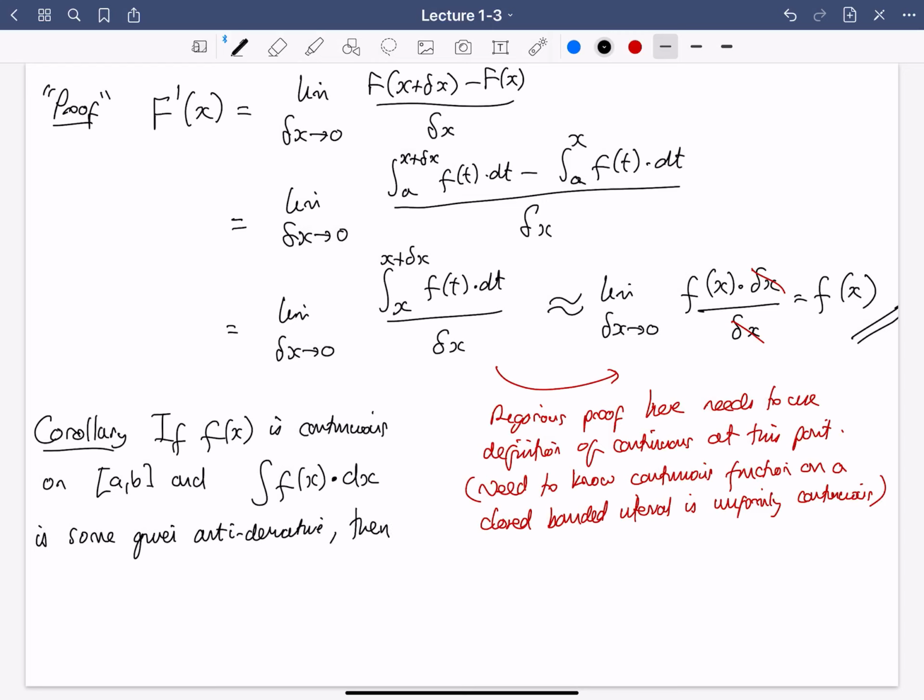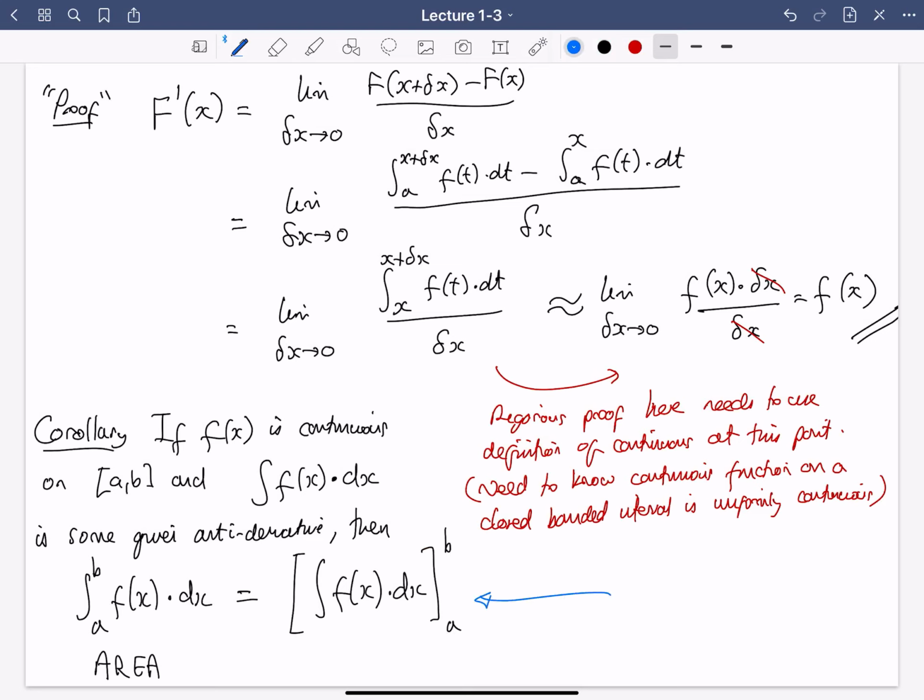And then the corollary says that the integral from a to b of f of x dx, so that's the area under the graph, the definite integral, is equal to that given antiderivative that you have in your hands, evaluated between a and b.